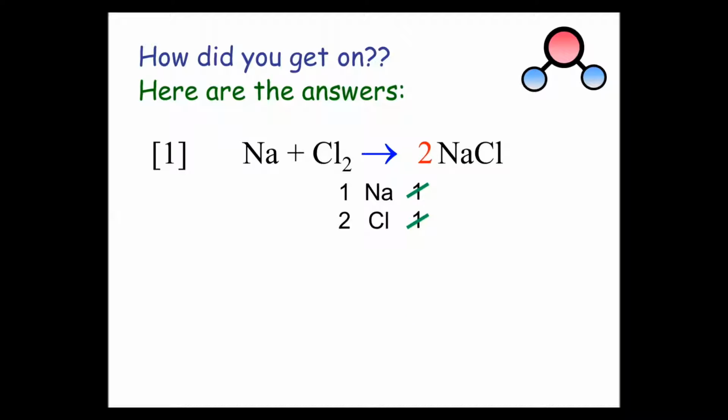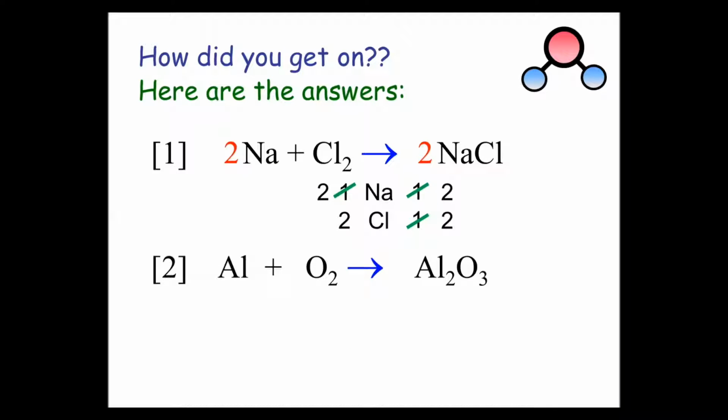We want to adjust our totals. So we now have 2 sodium and 2 chlorine. So we fixed our chlorines, we messed up our sodiums. Not a problem, we just have to fix them. So we say to ourselves, what times 1 is 2 again? Of course, 2. Throw a 2 in front of there, adjust our totals. And we check everything, and it's balanced.